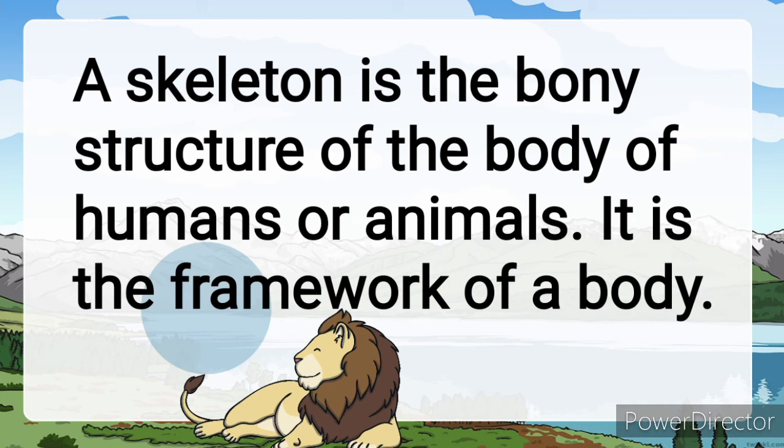What animal is this? Is this a dog? No. Cow? No. This animal is what? A lion. Lion roars. So, the lion has a skeleton inside. Can you see the lion? This lion is made up of skeleton. And this lion is what? A vertebrate animal. Say vertebrate animal. Yes. A lion is a vertebrate animal, and it has a skeleton. And remember, a skeleton is the bony structure of the body of humans or animals.